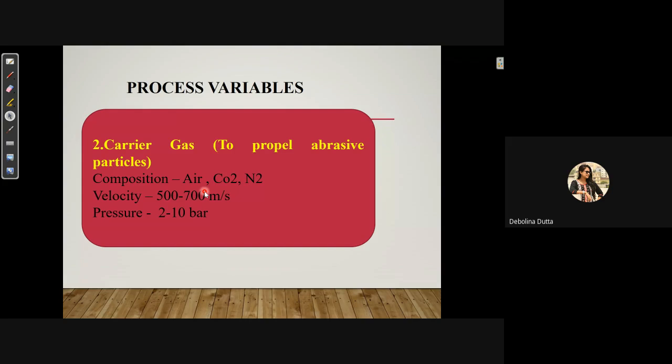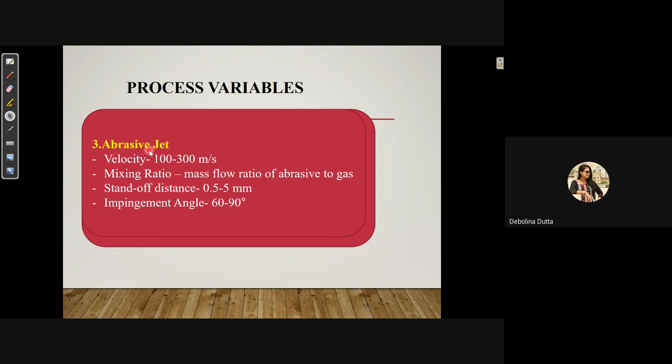Okay, keep this in mind. Next is pressure, mainly maintained between 2 to 10 bar. Flow rate is 5 to 30 lpm, I guess. I have not included it here, so you can also keep in mind that the flow rate is mainly 5 to 30 lpm. Even if you don't remember it for now, it's fine, but remember the velocity of the carrier gas is 500 to 700 meter per second. Going for the next, abrasive jet.